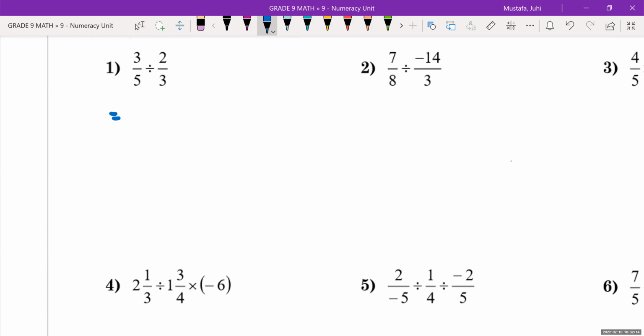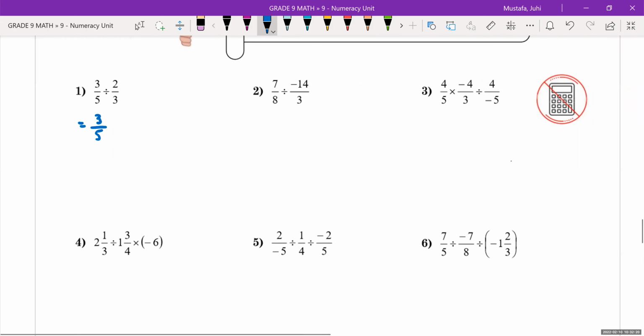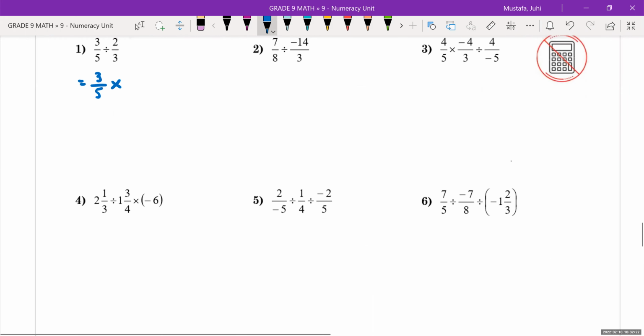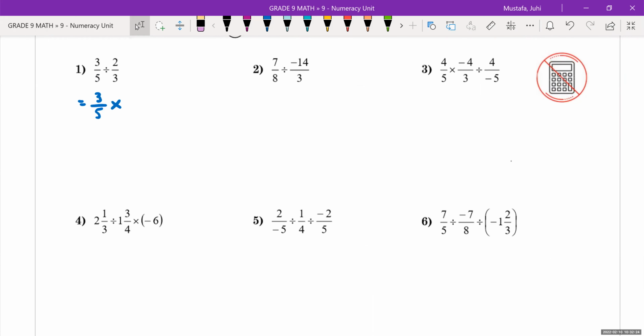We are going to write equal sign 3/5. We're going to change the division sign into a multiplication sign. And then whatever the fraction is after the division sign, you're going to flip it around and you're going to get 3/2. Now you have two fractions that you're multiplying.